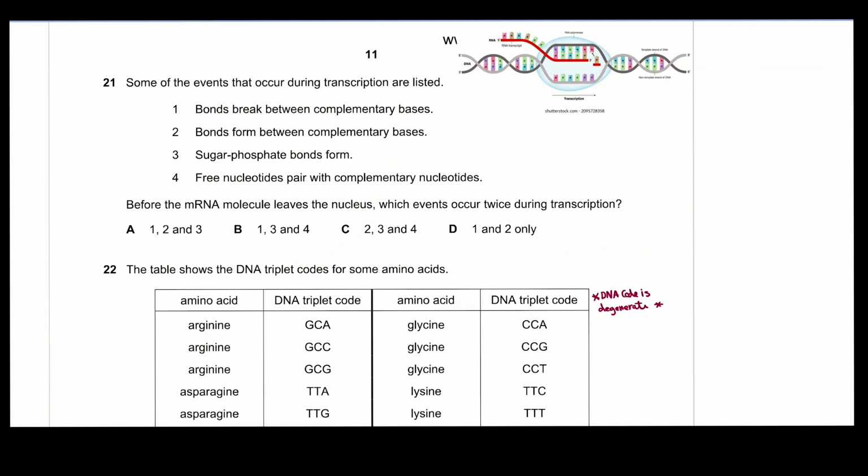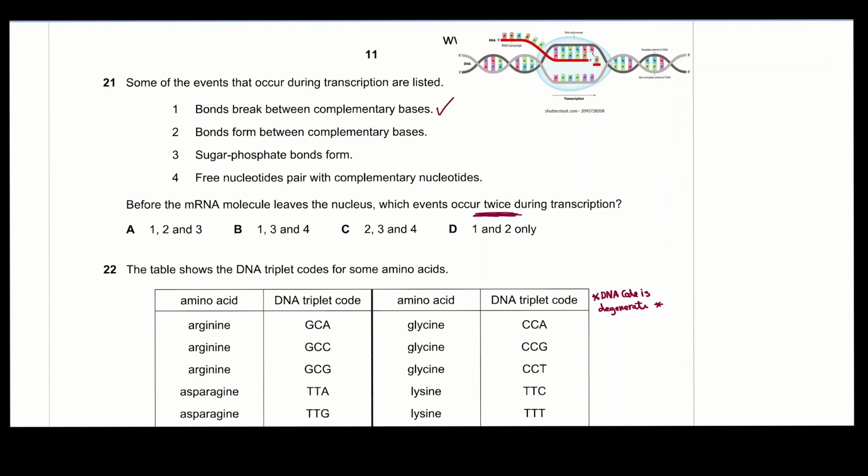Some of the events that occur during transcription are listed. 1. Bonds break between complementary bases. 2. Bonds form between complementary bases. 3. Sugar phosphate bonds form, also known as phosphodiester bonds. 4. Free nucleotides pair with complementary nucleotides before the mRNA molecule leaves the nucleus. Which events occur twice during transcription? Huge emphasis on twice. To start with, bonds break between complementary bases. This is correct, it does happen twice.